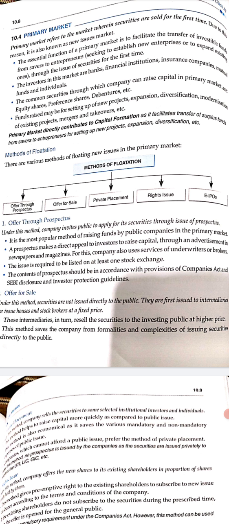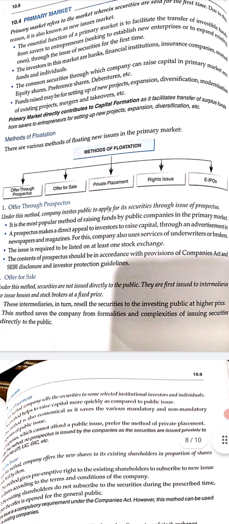Prospectus makes a direct appeal to investors to raise capital through an advertisement in newspapers or magazines. The issue required is to be listed at least at one stock exchange. The contents of prospectus should be in accordance with the provisions of Companies Act and SEBI disclosure and investor protection guidelines.